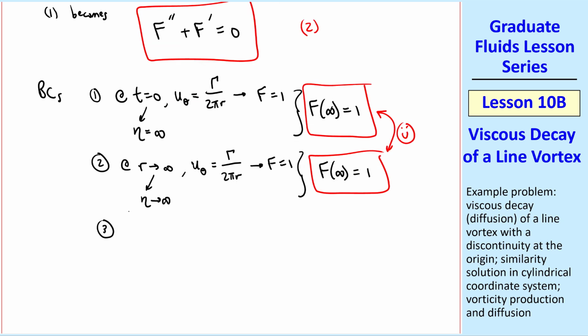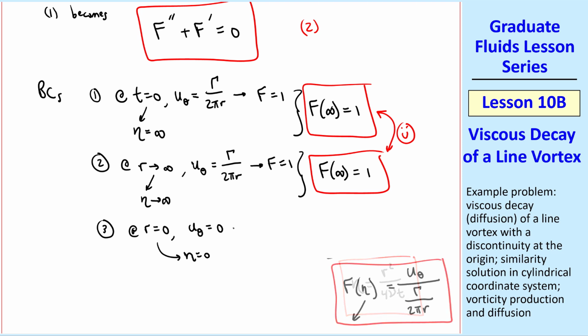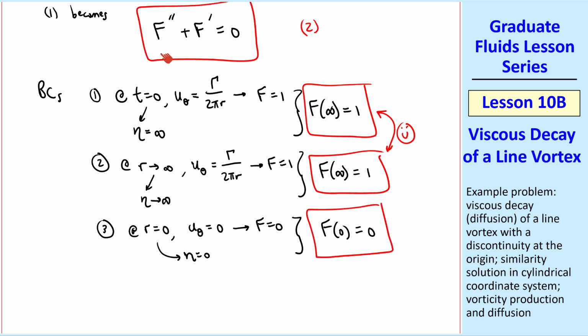Our third boundary condition was at r equals 0, u theta equals 0. Well, eta is 0 at r equals 0, and when u theta is 0, f equals 0. Thus, f of 0 equals 0. So we've reduced our equation from a PDE to an ODE that's second order, and we've reduced the number of variables from 2, namely r and t, to 1, namely eta. The two boundary conditions agree here, and we need only two boundary conditions for equation 2, so we can state that similarity has been achieved.